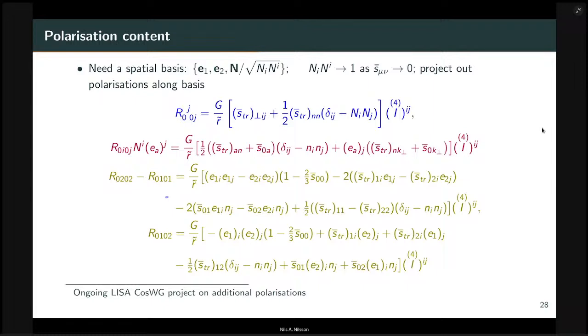So this one is the plus polarization. This is the cross polarization. These 2 are vector polarizations that we call x and y polarization. And this is a scalar breathing mode.